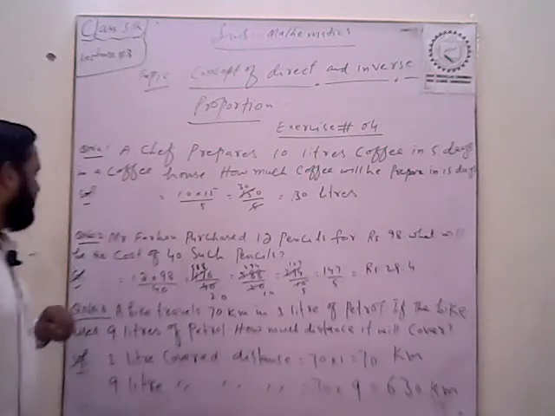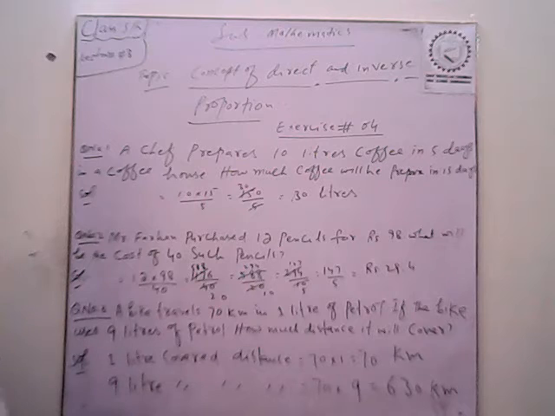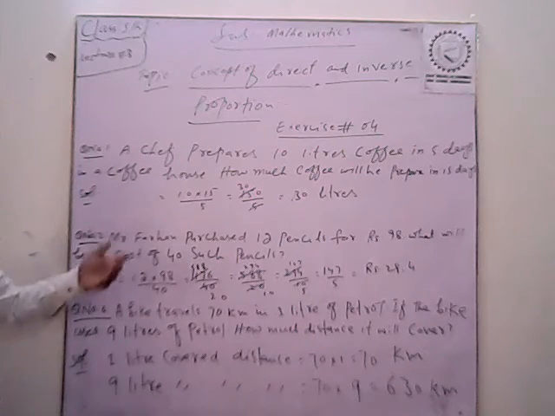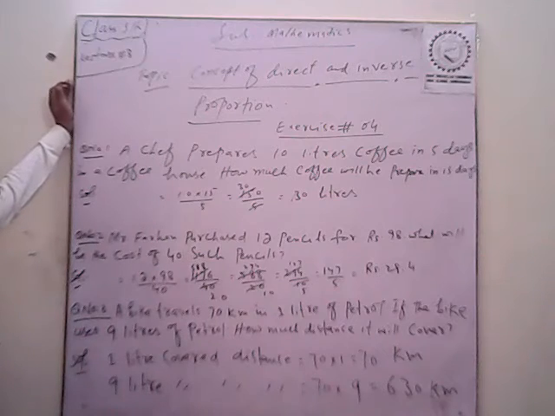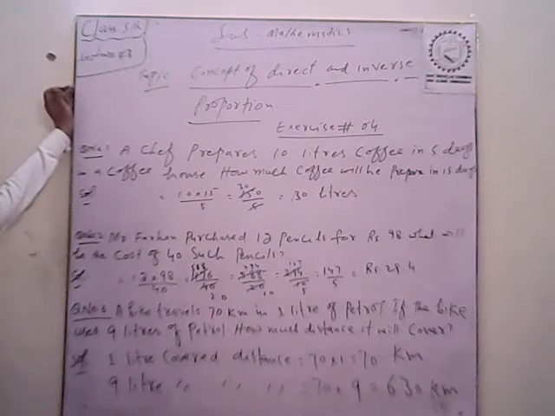Now another question from your book. Question number 2 is that Mr. Farhan purchased 12 pencils for 98. 12 pencils are purchased for 98. So what will be the cost of 40 such pencils? Now how can we find the cost of 40 such pencils?